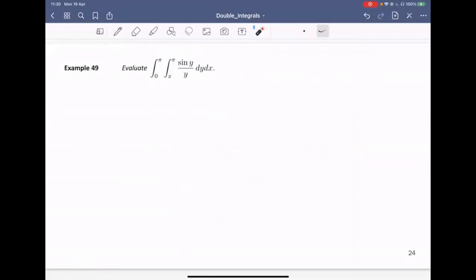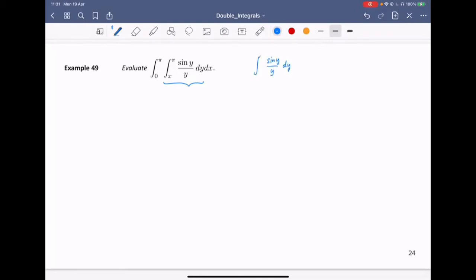All right, so I want you to integrate sine y over y dy from x to pi, and then you integrate the outside, x from 0 to pi. When I ask you to integrate this, some of you are going to try to integrate the inner thing first. Well, that is what you should do anyway. However, how do you integrate sine y over y dy?